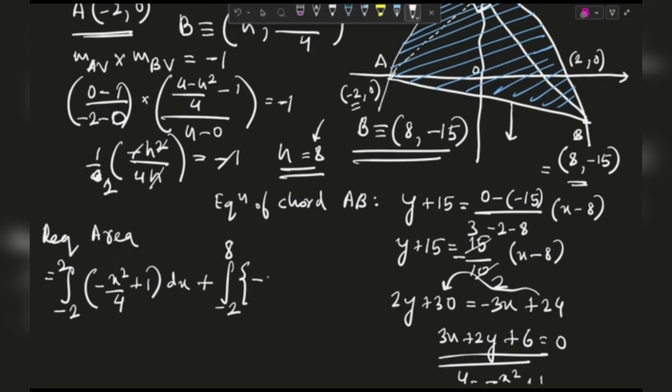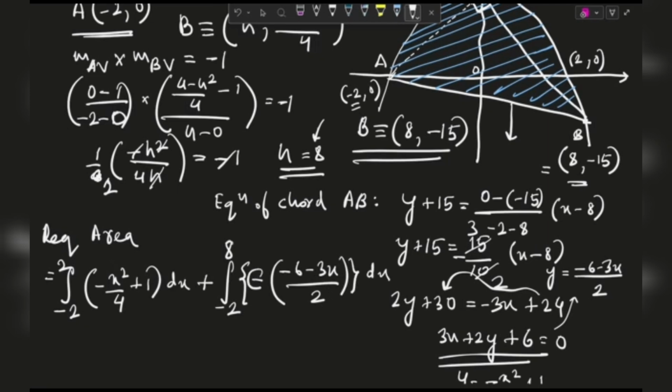So this thing becomes minus of, and if we write it from here, this becomes y equals minus 6 minus 3x, by 2. So minus of minus 6 minus 3x by 2 dx. Why a minus of minus? Minus because this area is under the x-axis. Please remember that. You have to take the signs, okay?